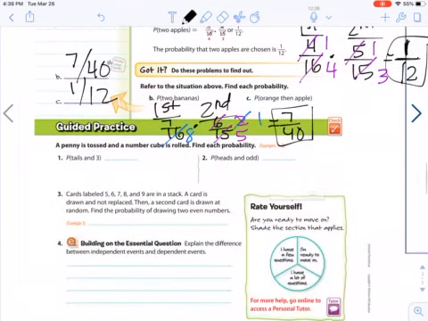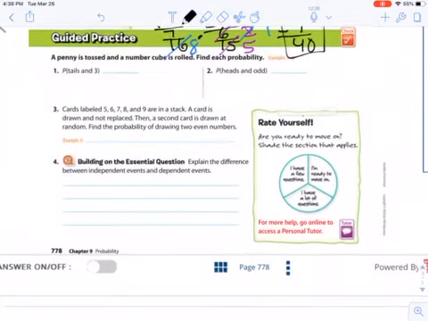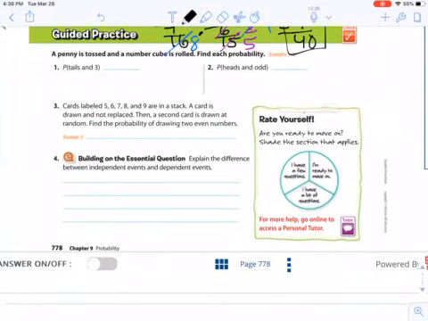Okay, then what I want you guys to do next is go down to guided practice. You're going to do 1, 2, and 3. So pause this video, do 1, 2, and 3. When you're done, unpause it and see how you did.